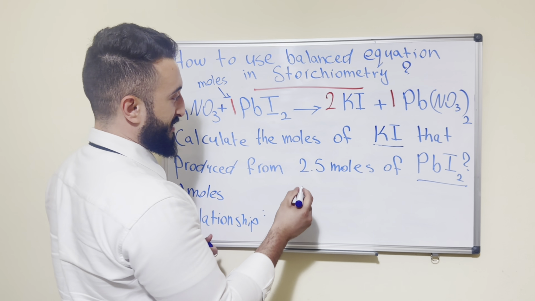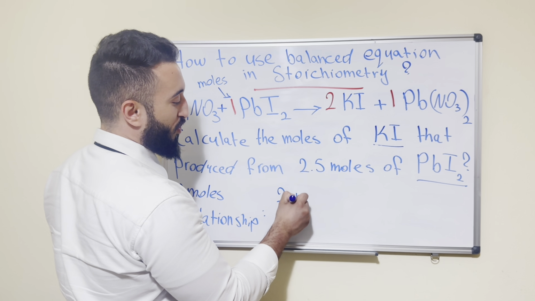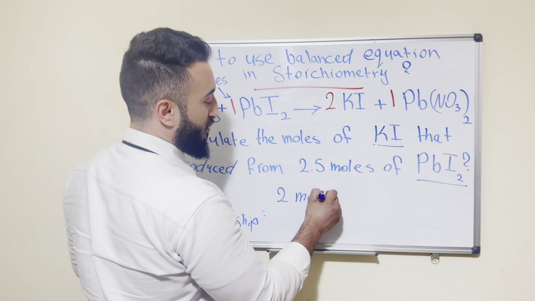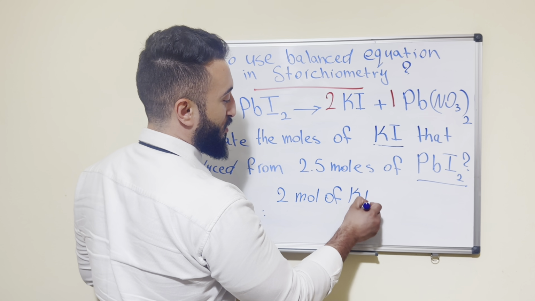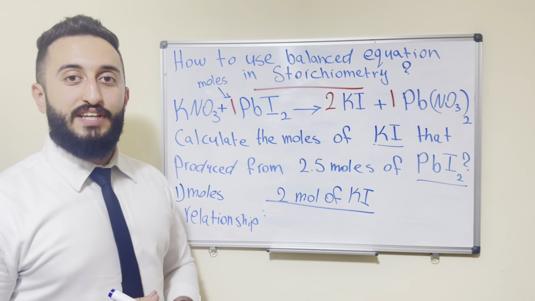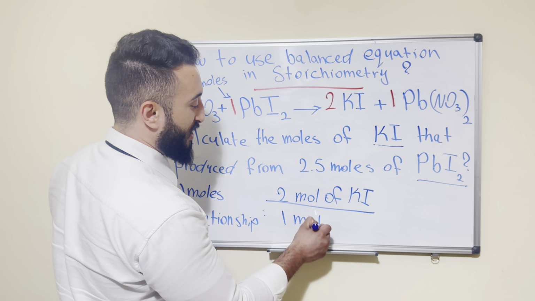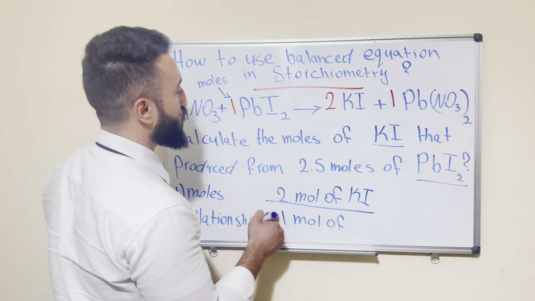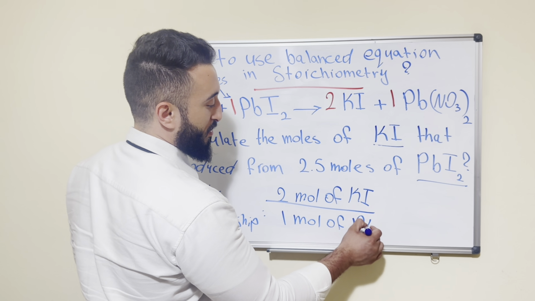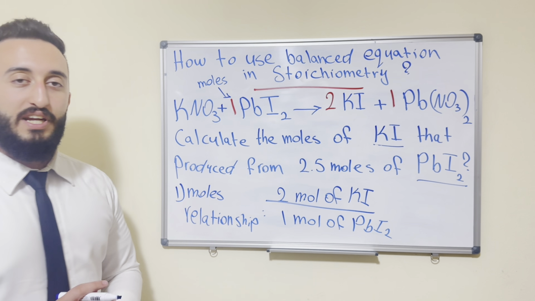So let's write the moles of potassium iodide from the equation, which is 2 moles of potassium iodide over how many moles of lead iodide we have? We have only one. So the moles relationship here is 2 to 1, potassium iodide to lead iodide.